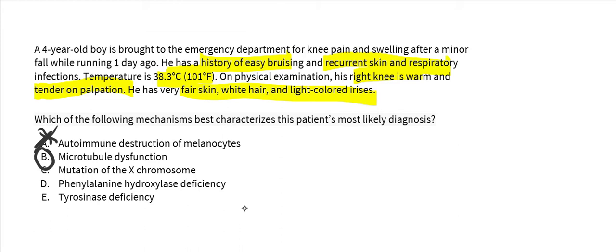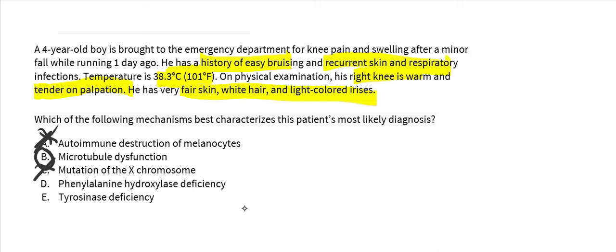C is incorrect because a mutation of the X chromosome would be seen in Fragile X syndrome, and this patient does not have the characteristic features of Fragile X syndrome, such as an elongated jaw, testicular hypertrophy, and mitral valve prolapse.